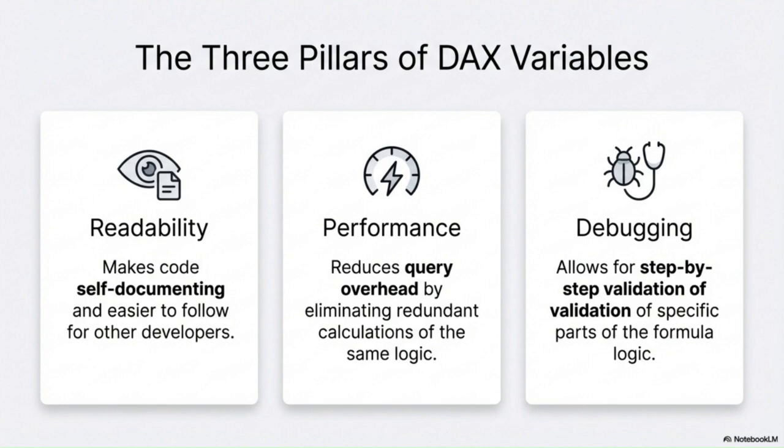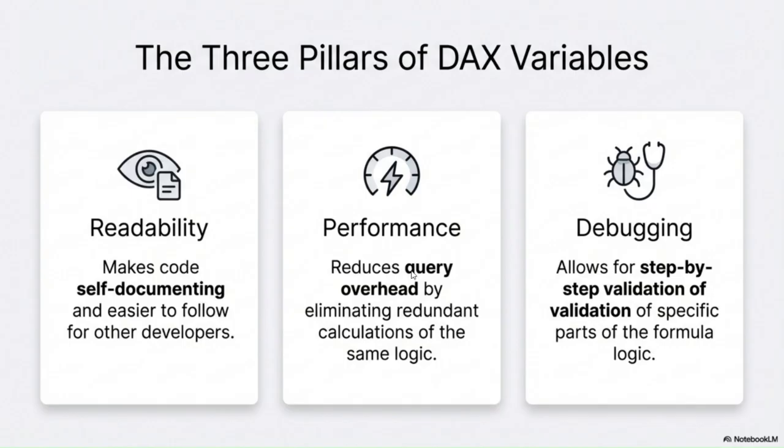So you can create multiple variables to build complex logic in layers. For example, you might calculate total sales, then filtered sales, then growth percentage, all using separate variables. This approach keeps your formula modular and easier to optimize later.